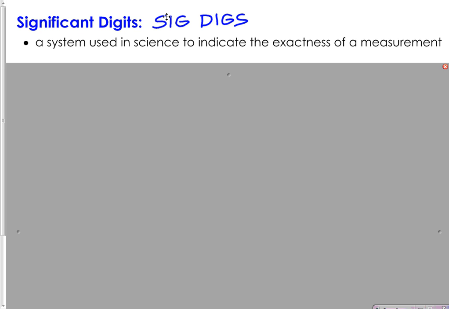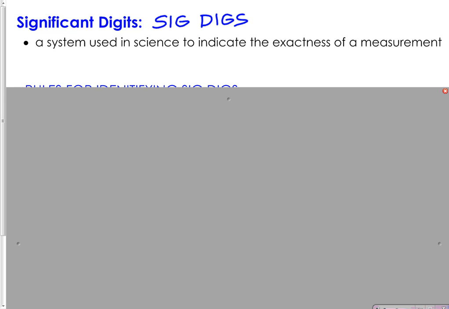And what it means is it's a system that scientists have developed to deal with the fact that measurement always contains some uncertainty. So we are going to use significant digits in our measurements and in our calculations throughout the whole school year. So significant digits are something that you not only have to know now to pass the Chapter 2 exam, but you will use in every calculation that you do this year. So this is extremely important to learn.